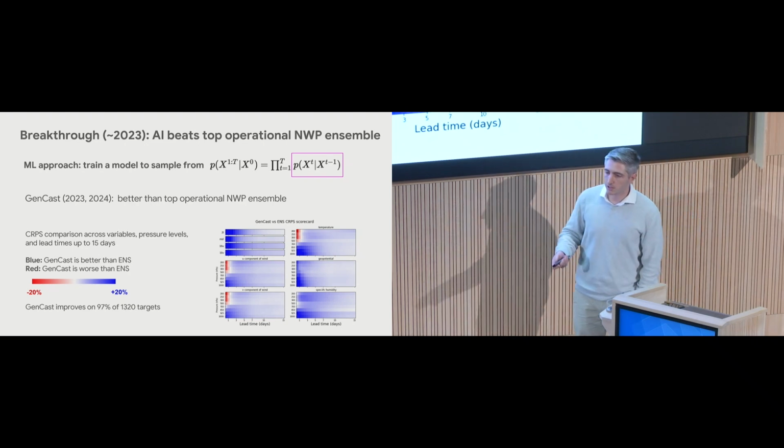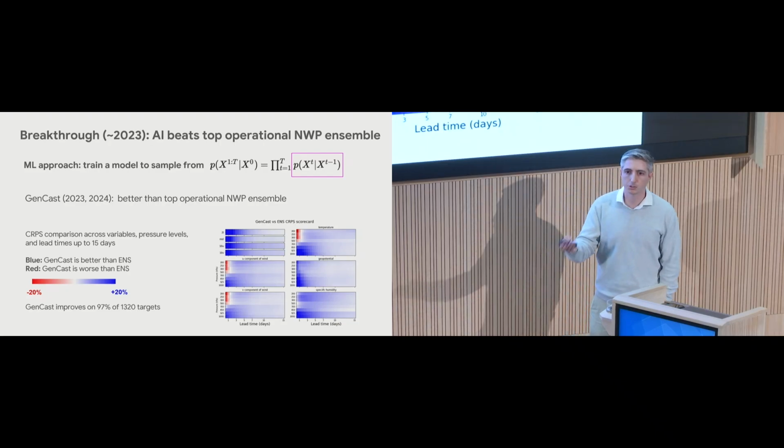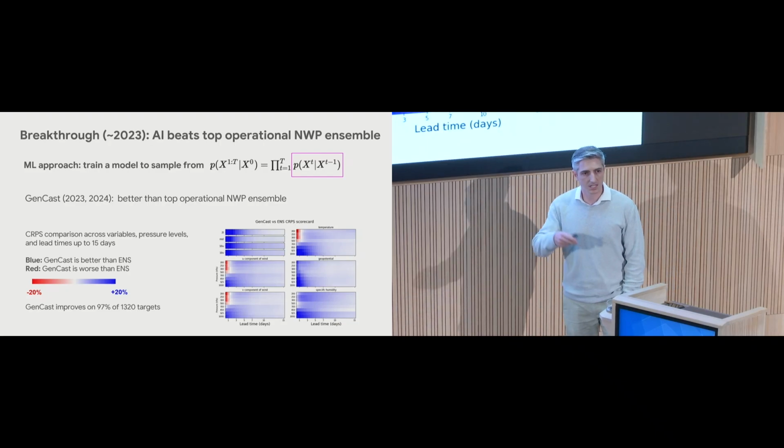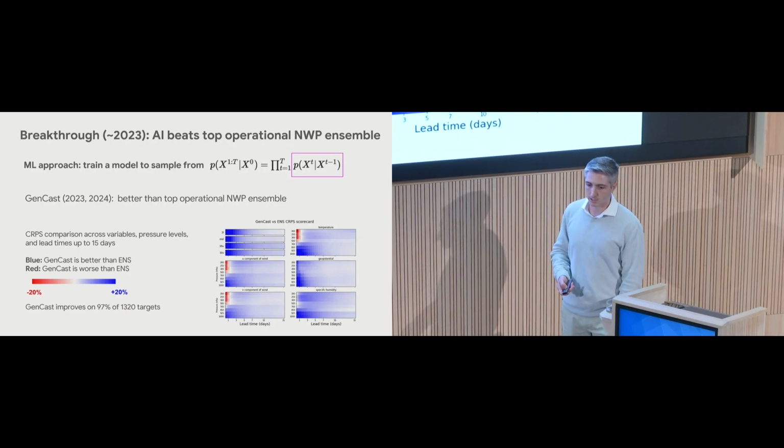So the metric we're considering is the continuous rank probability score. This is a measure of how well the predictive distribution fits with the ground truth distribution. It's the kind of standard headline metric that's used by the weather agencies in operational contexts. And so the scorecard works like this.